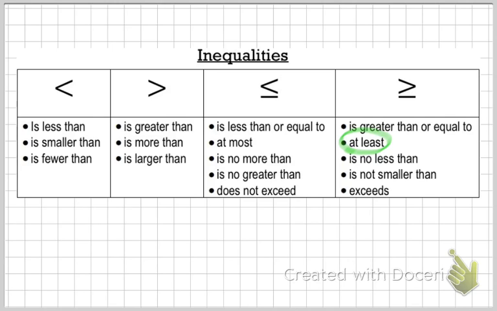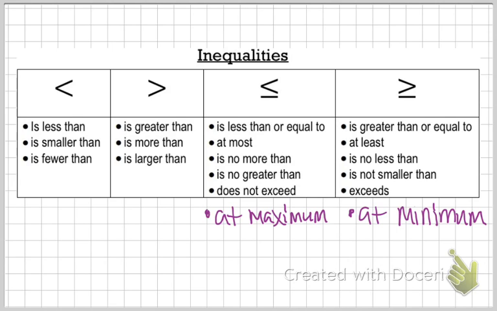At least will be the one that's going to trick you, because you're going to think, well, at least sounds like less, so it should be the less than inequality. And that's where you're wrong, because it says is at least, at minimum. Oh, that's another keyword. I should probably add it on here. So less than or equal to will have at maximum.